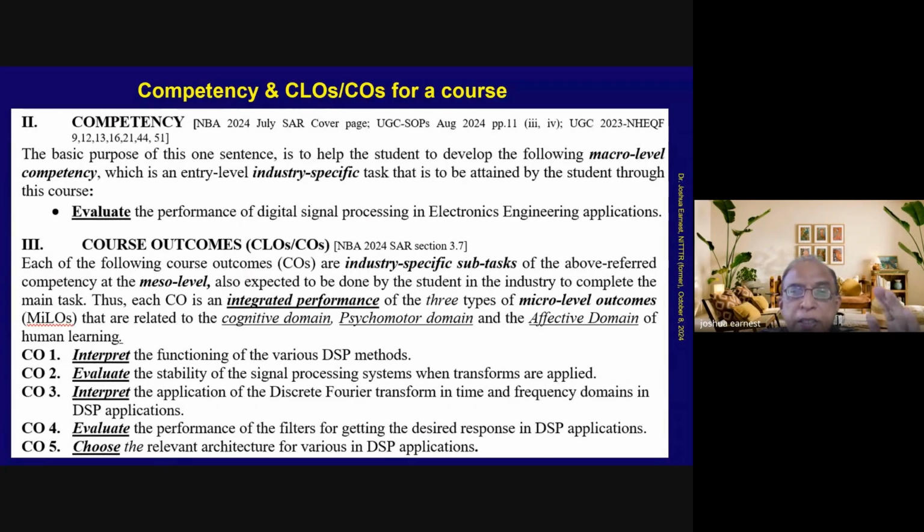That means whether it is competency or CO, all these should be done at the industry. You cannot have describe and explain. That's what I want you to say. You can't have understand written over here. You can't have realize. They are not CLOs or COs at all.